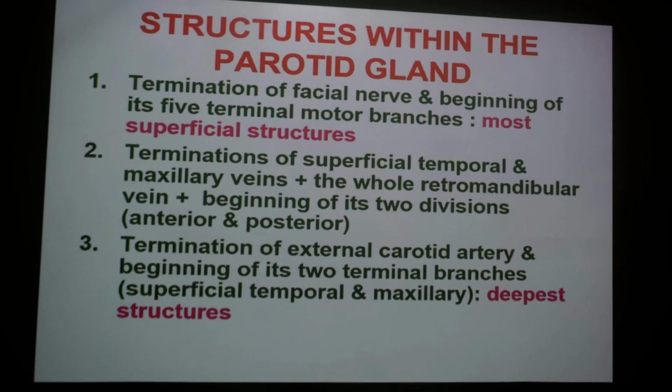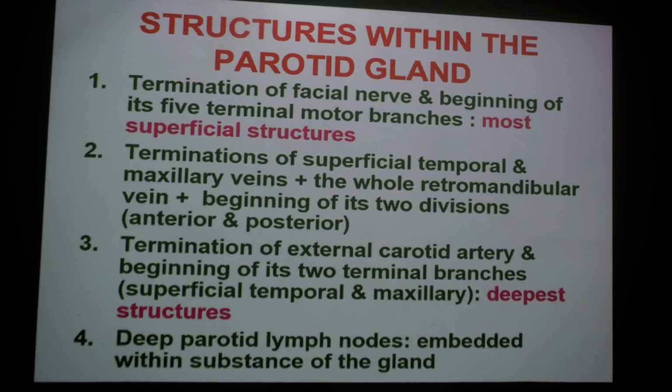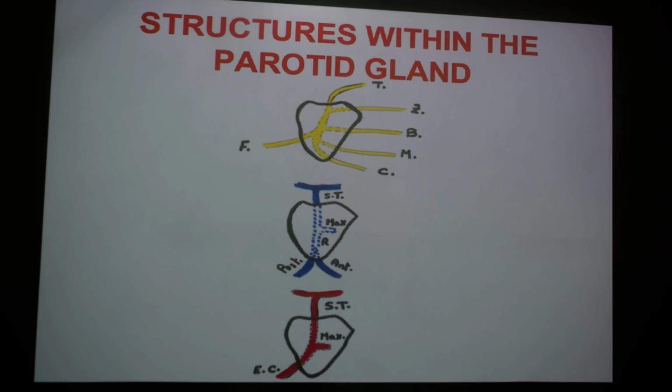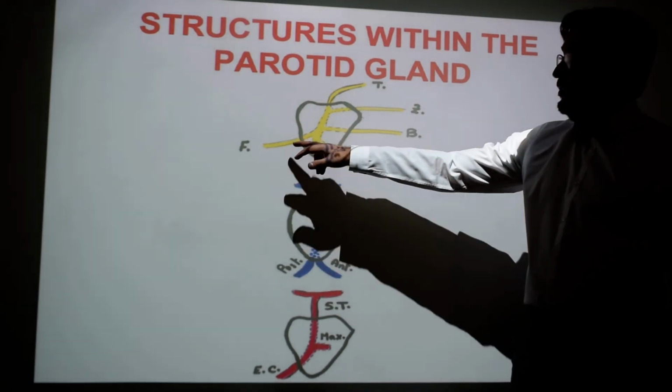So within the parotid gland, you have 3 major structures: the facial nerve and its branches, then the formation of the retromandibular vein, and the third one, the deepest structure, the external carotid artery, which will divide into its terminal branches within the parotid gland. And then you have the deep parotid lymph nodes embedded within the substance of the gland. So this is how you are going to see it. This is the facial nerve, entering into the parotid gland.